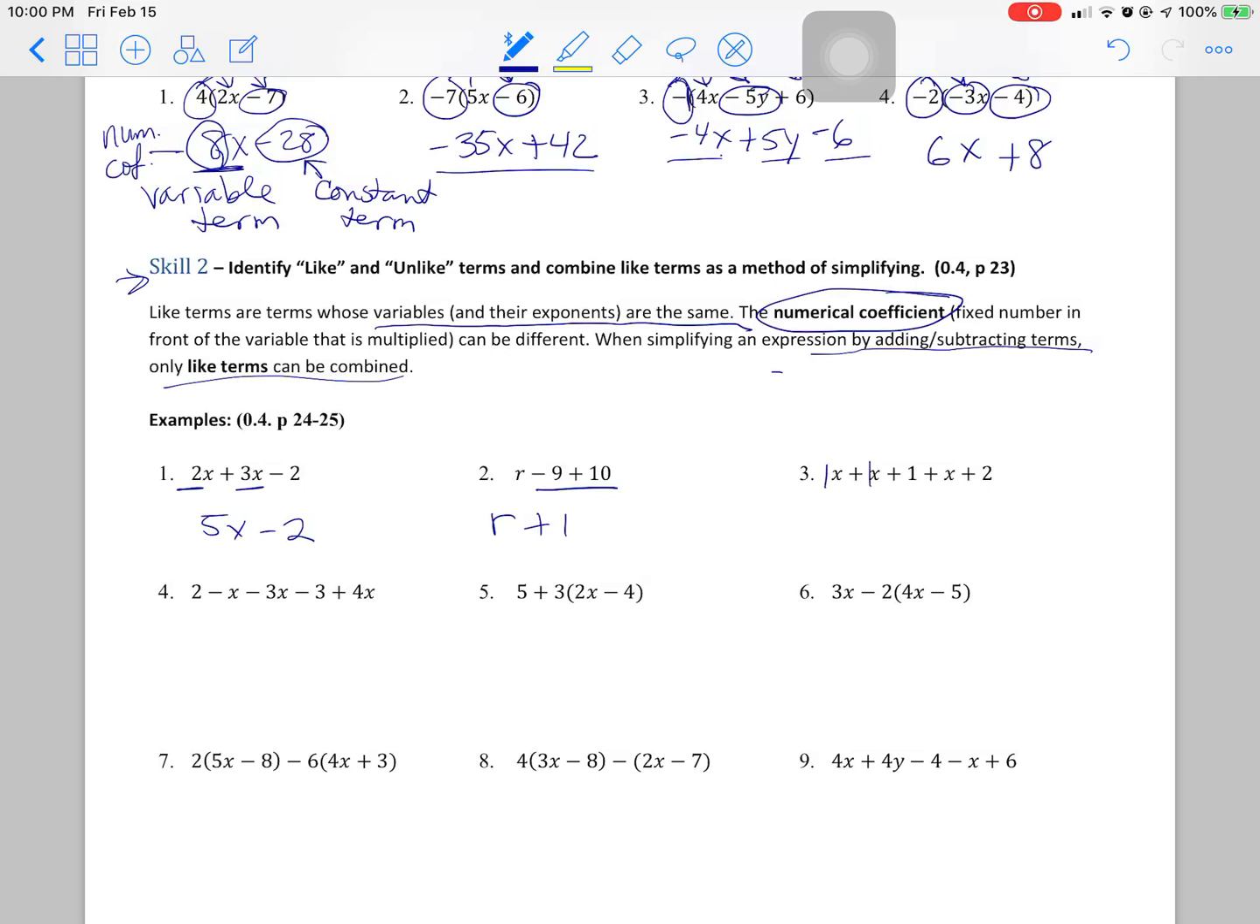Then 1x plus 1x plus 1x is 3x plus 3. And then 2 minus 1x minus 3x minus 3 plus 4x. So lots of stuff going on there. There's an x term, there's an x term, and there's an x term. So those are all like terms. So I have a negative 1x.